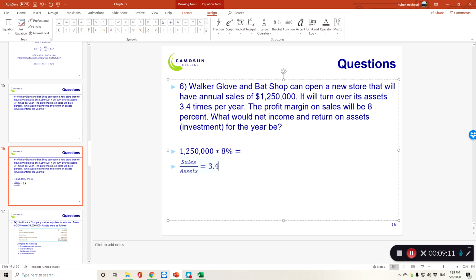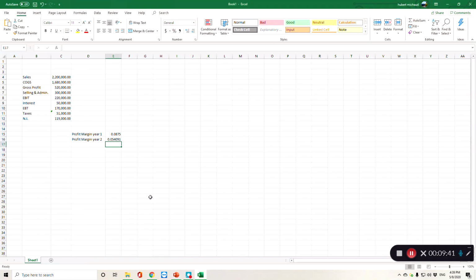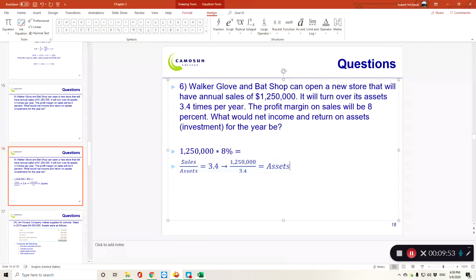Okay, we want to find our assets. We have our sales, so we can replace the sales here by 1.25 million. And we can multiply by asset on both sides of this equation and divide by 3.4 on both sides of this equation, and we get that our assets are equal to this number here. I'll have to use Excel to calculate that. 1,250,000 divided by 3.4 is 367,647.